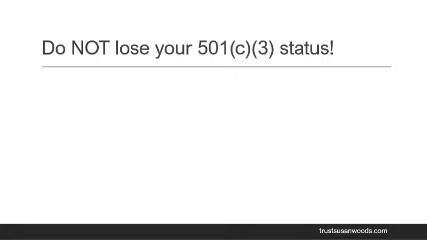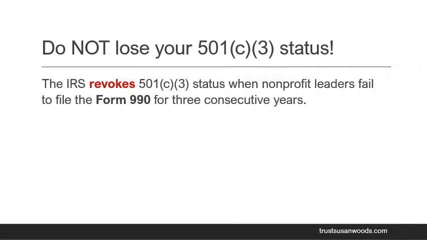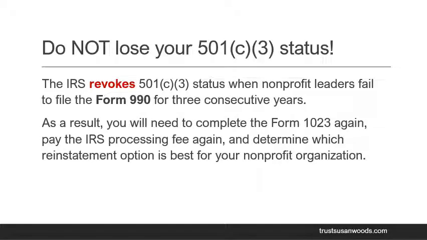So, in conclusion, do not lose your 501c3 status, please. The IRS revokes the 501c3 status when nonprofit leaders fail to file the Form 990 for 3 consecutive years. As a result, you would need to complete the Form 1023 application all over again to apply for 501c3 status, pay the IRS processing fee again, and you will have to determine which reinstatement option is best for your nonprofit organization. That's a lot of extra work that you will have to do if you allow your nonprofit status to be revoked. Don't do that. And you can avoid having the IRS revoke your status by completing the Form 990 each year.